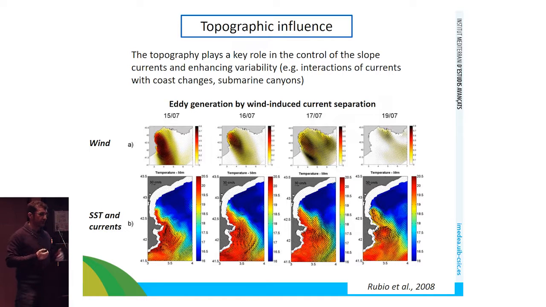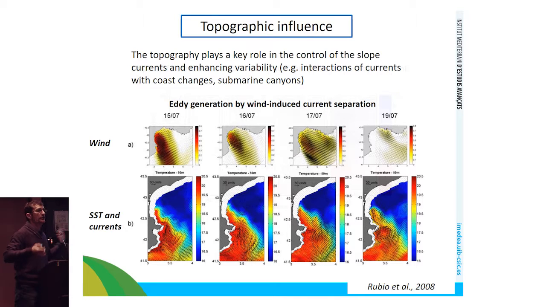So what does it mean for modeling? It means that we need high-resolution wind forcing to be able to produce these kinds of small-scale structures. And we also need a good representation of bathymetry and coastline. That's one of the problems that models that have to smooth the bathymetry can have. If we smooth the bathymetry too much, we lose control of the slope currents, and we are not producing exactly the same variability.